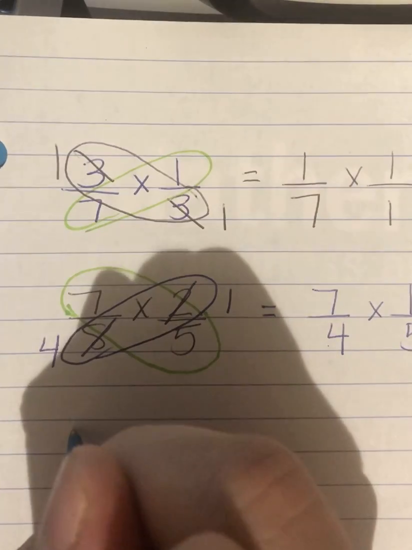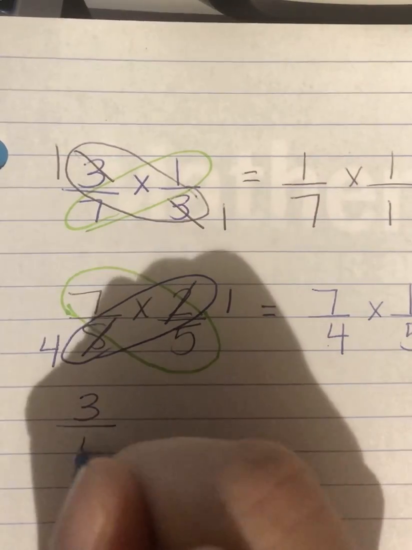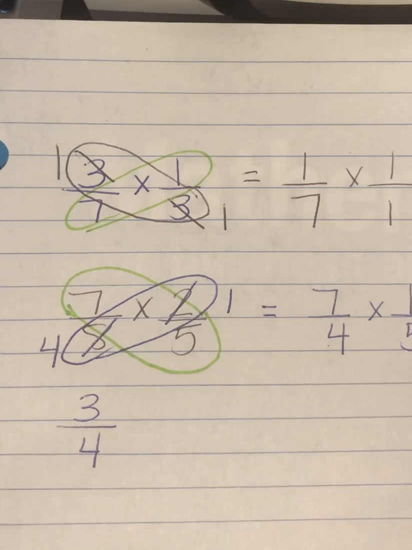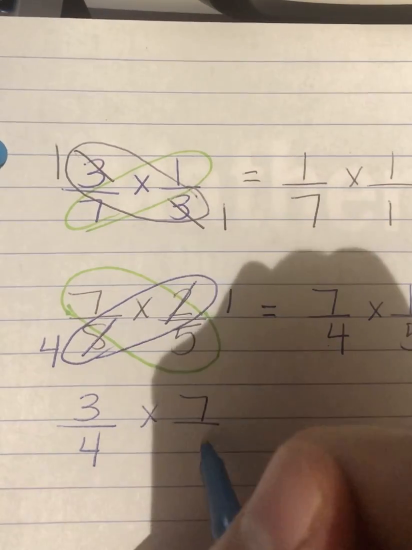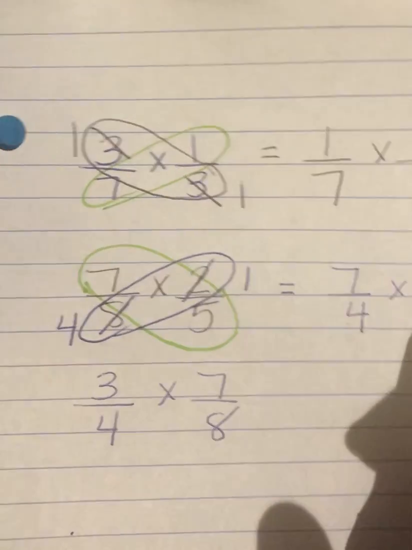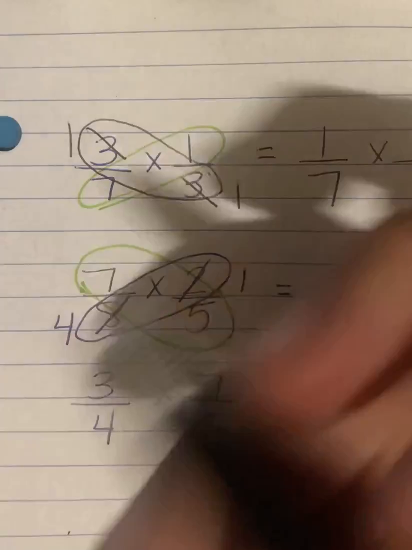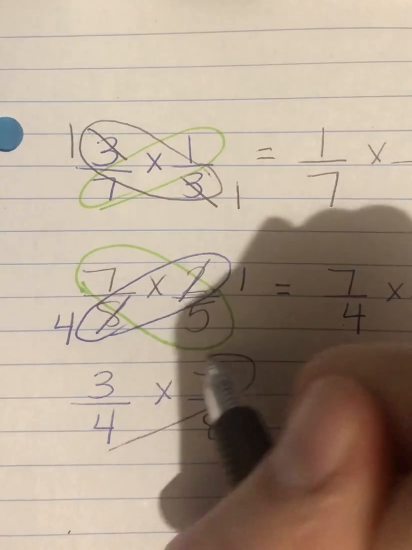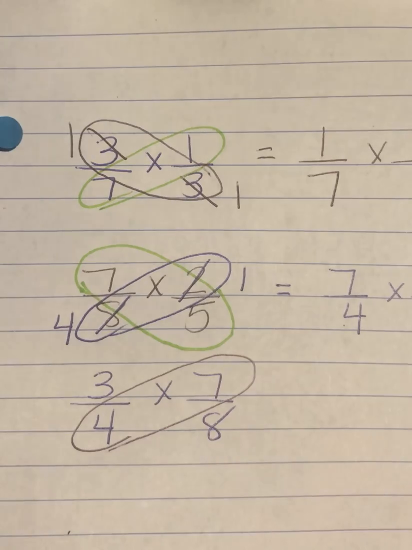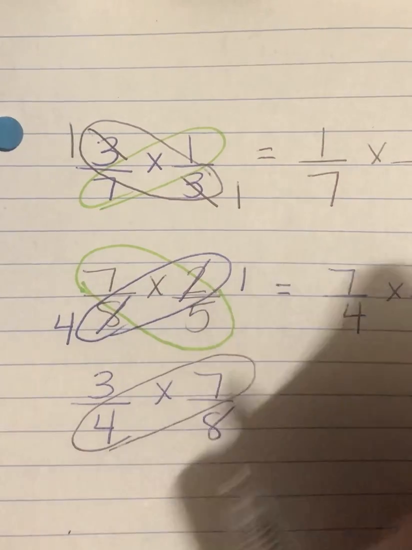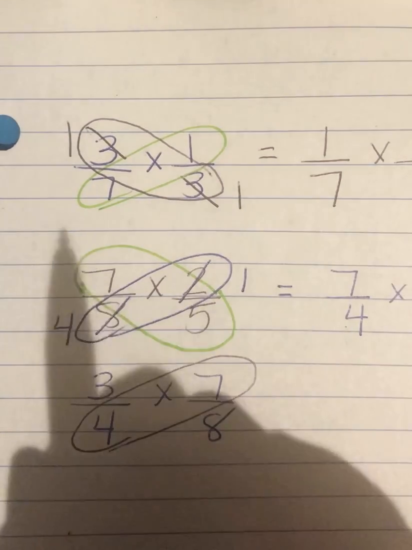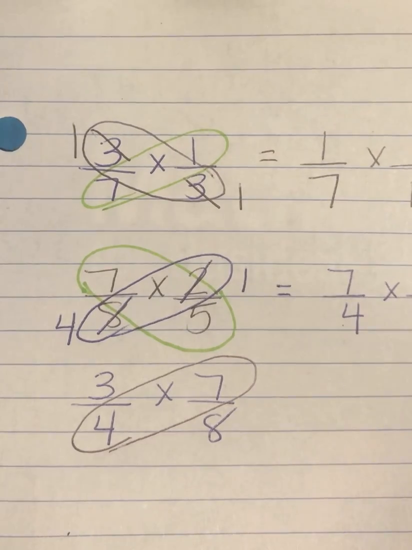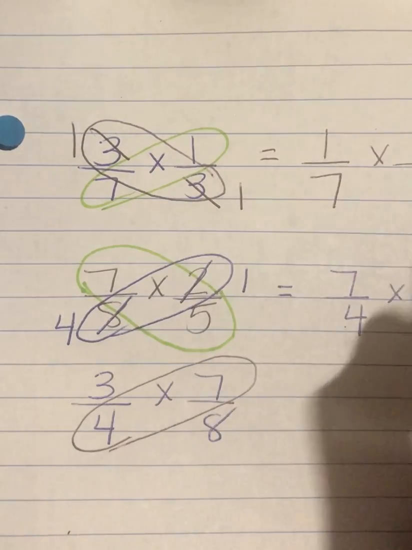3 over 4. Last one. 3 over 4 times 7 over 8. Again, first step, circle the opposite numerators and denominators. 4 and 7 don't have a common factor except 1, but I don't care about 1 because it makes no change. So I leave it alone.